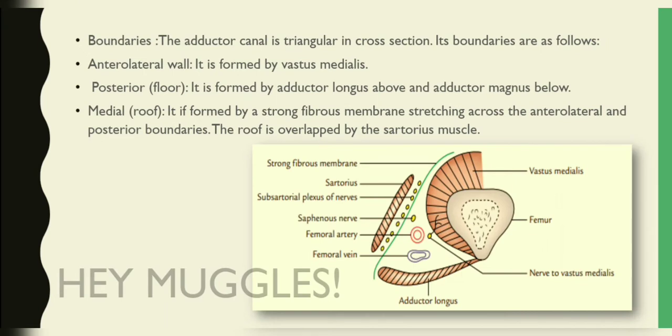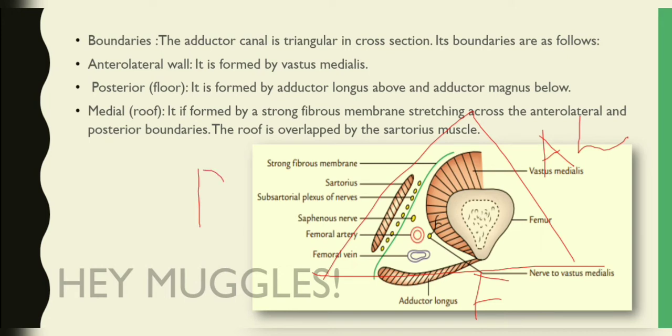Coming to the boundaries of adductor canal. Adductor canal is triangular in cross section. This is the anterolateral boundary, this is the floor, and this is the medial boundary, that is your roof. As it is triangular in cross section, it has three boundaries: the anterolateral boundary, the roof on the medial aspect, and the floor.